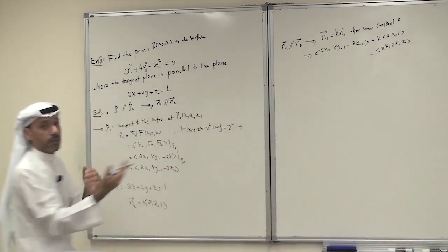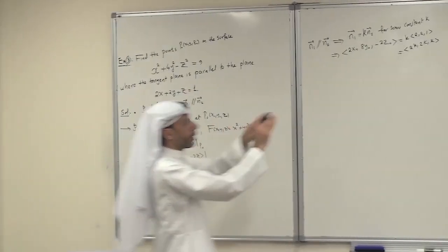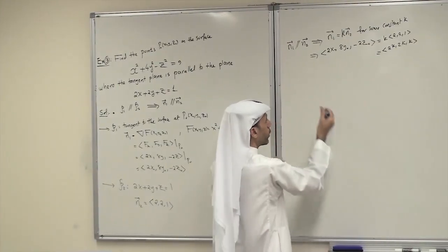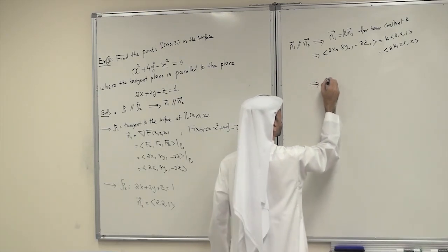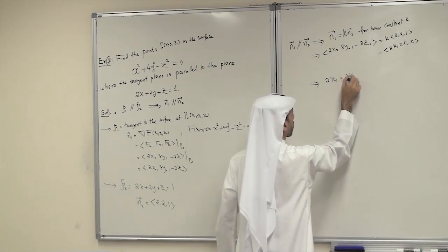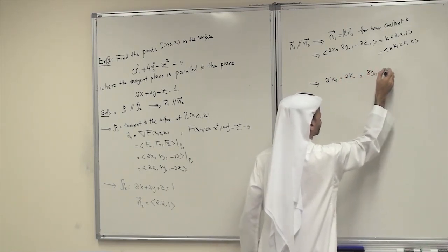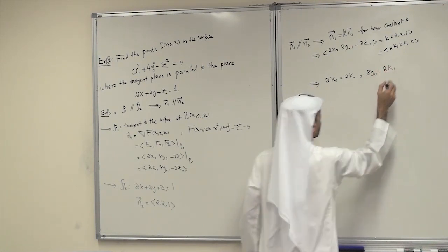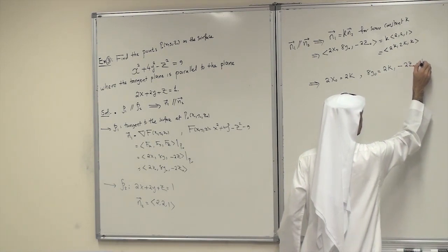A vector equals another vector. We have equality of vectors. Two vectors are equal if the corresponding components are equal. So just equate the corresponding components. So this is 2x0 equals 2k, 8y0 equals 2k, and minus 2z0 equals k.